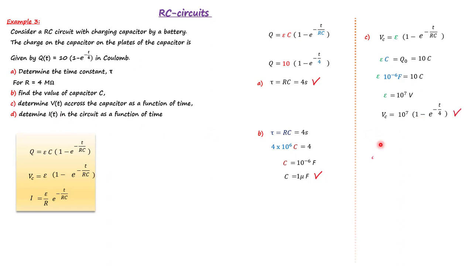Now part D, the current is epsilon over R, e to the minus t over RC. We already know the value of epsilon, which is 10 to 7 volts, divided by R, 4 times 10 to 6 ohm, and times e to the minus t over 4. Or this is 2.5 e to the minus t over 4. Simple question, what is I0 here? So I0 is 2.5 ampere.